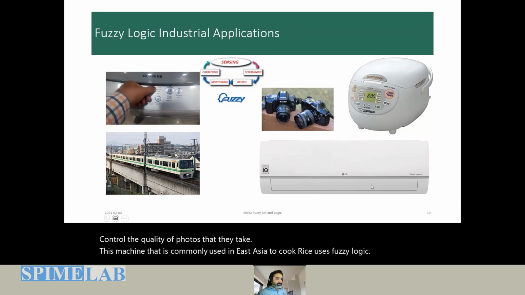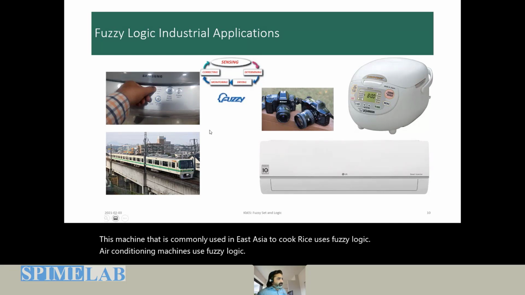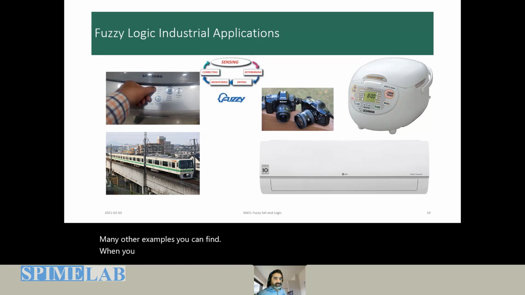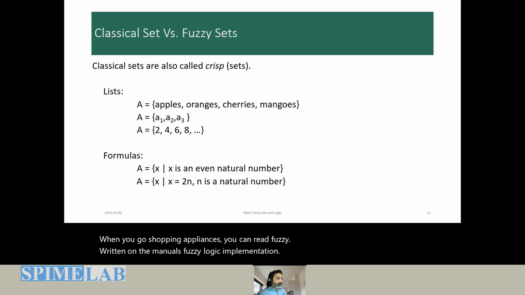Air conditioning machines use fuzzy logic. So many other examples you can find. When you go shopping for appliances, you can read "fuzzy" written on the manuals, fuzzy logic implementation. Let's see how it works.